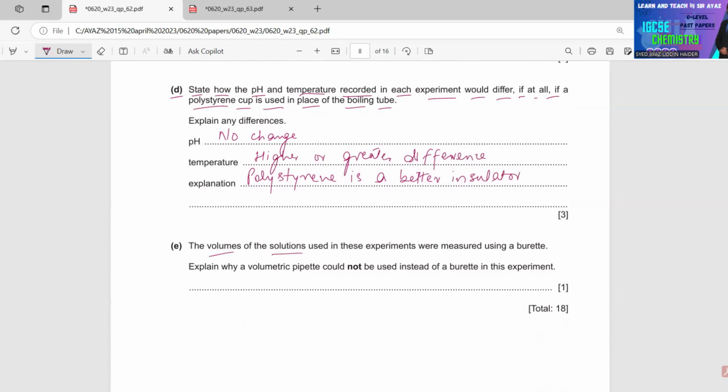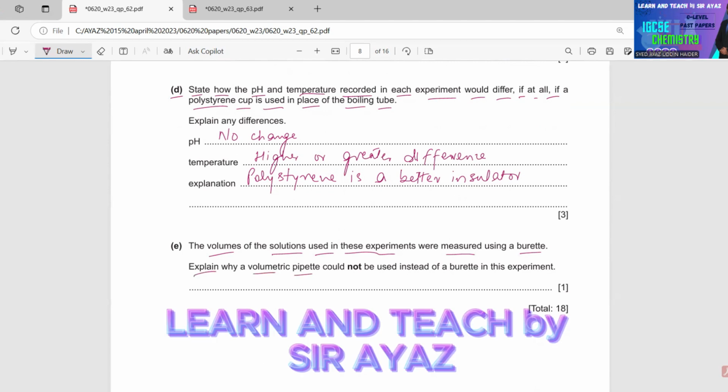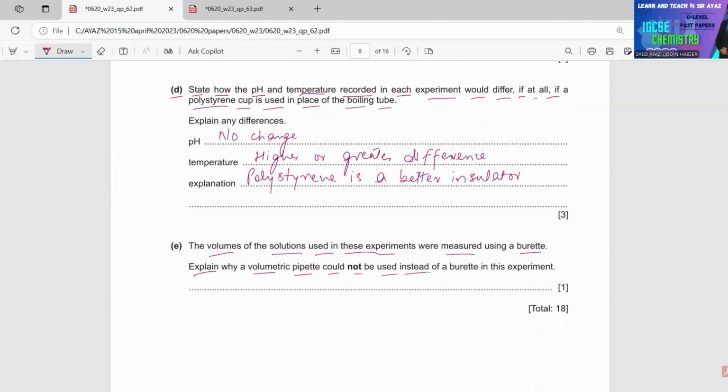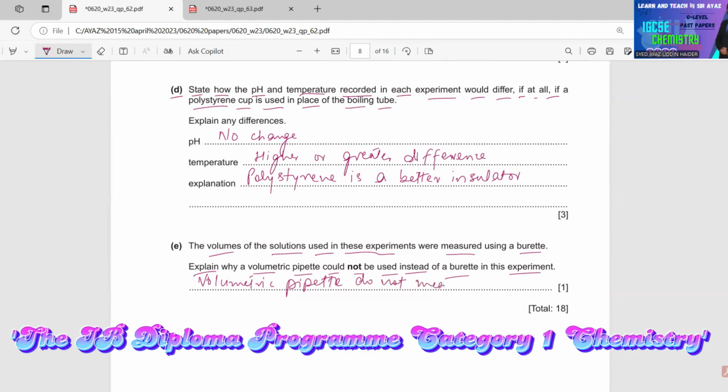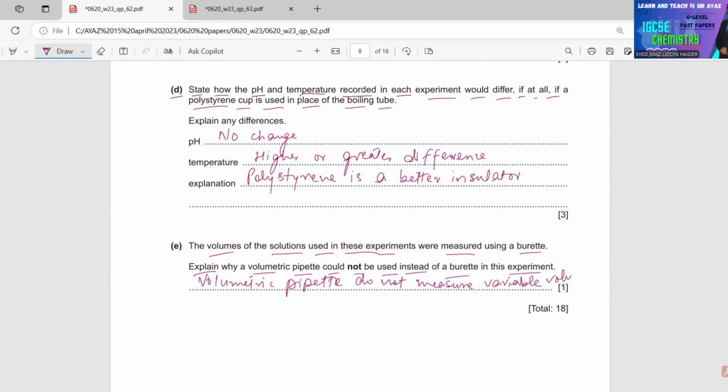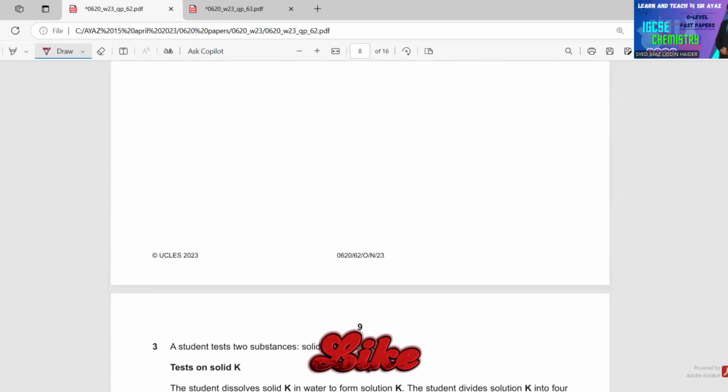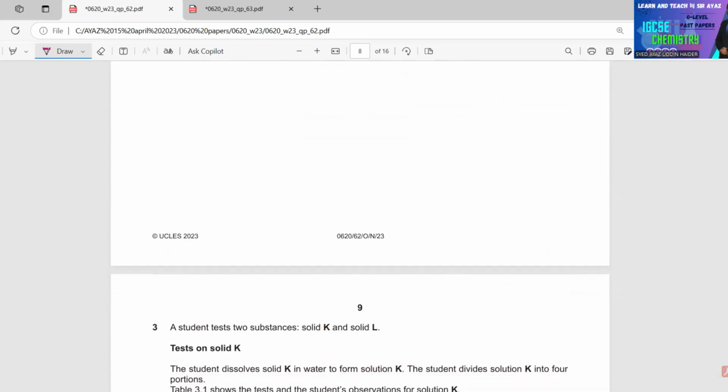E. The volumes of solutions used in these experiments were measured using a burette. Explain why a volumetric pipette could not be used instead of a burette in this experiment. Now, the volumetric pipette, they do not measure variable volumes. Moving to next question.